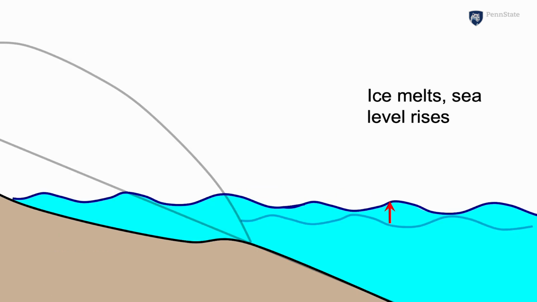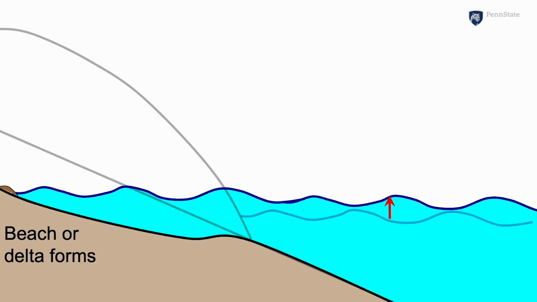Then the Ice Age ended, the ice melted, the water went back into the ocean, and the ocean extended farther inland than it had originally because the land had not finished bobbing up from being pushed down under the ice.